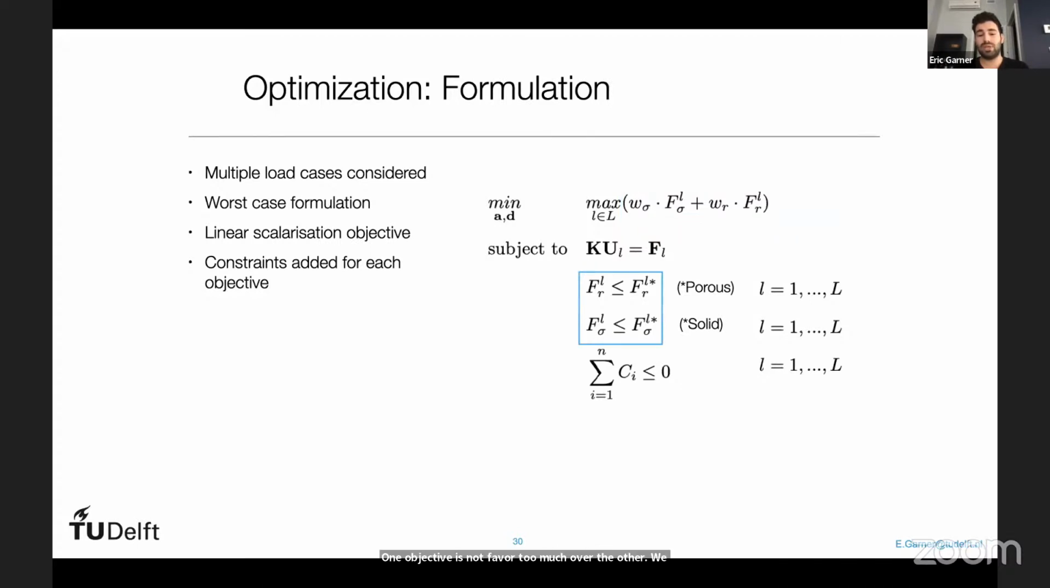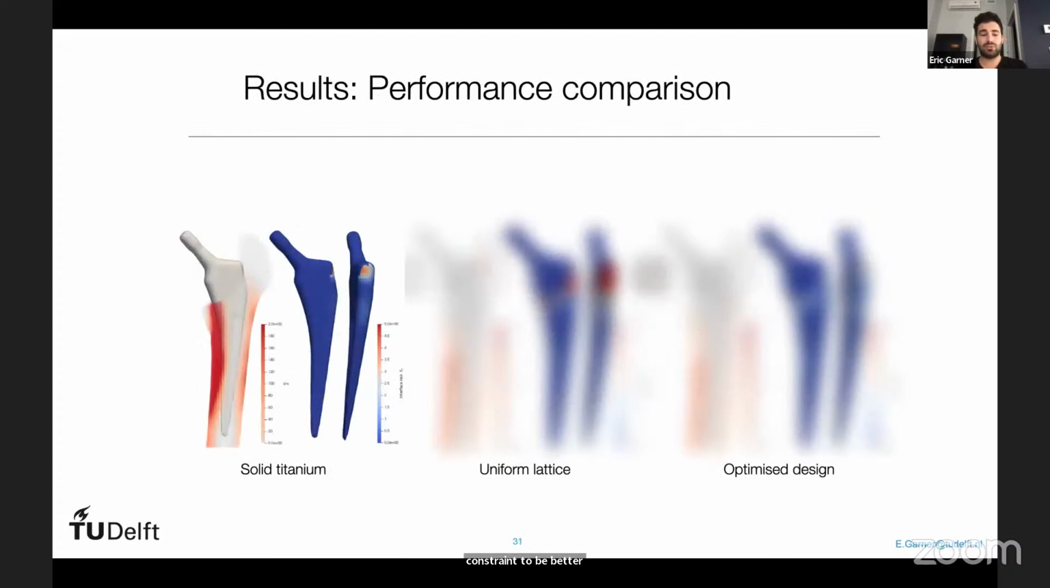In this case, we're quite ambitious and we constrain the bone remodeling objective to be better or equal to that of the porous uniform implant, and we constrain the interface stress constraint to be better or equal to that of the solid counterpart. So now I'll show you some results.